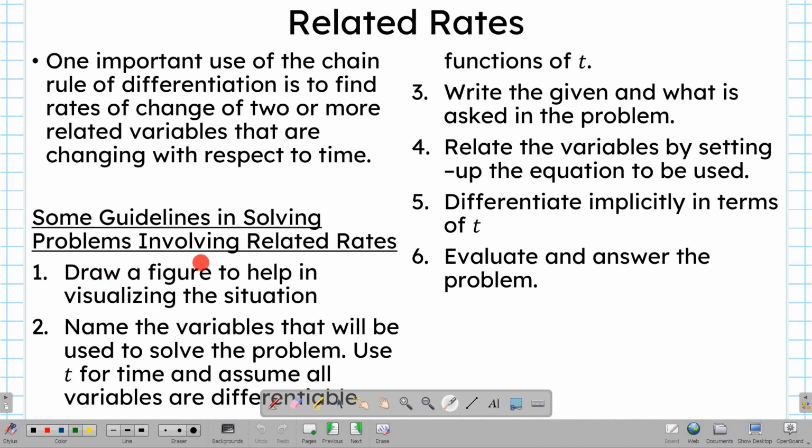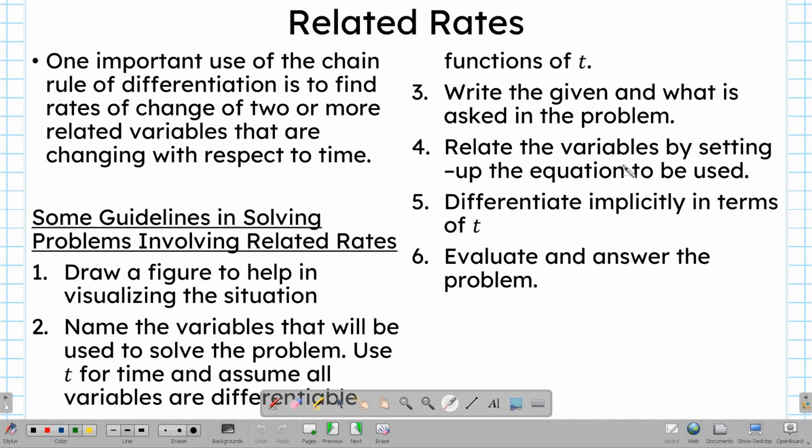If you can draw a figure to help you visualize the situation, that's good. Then name the variables that will be used to solve the problem. Remember that t is for time, and we have to assume that all variables are differentiable functions of time. We write the given, and of course, the unknown that is asked. Then relate the variables by setting up the equations to be used. Differentiate implicitly in terms of t, then evaluate and answer.